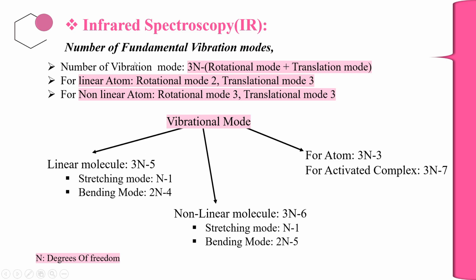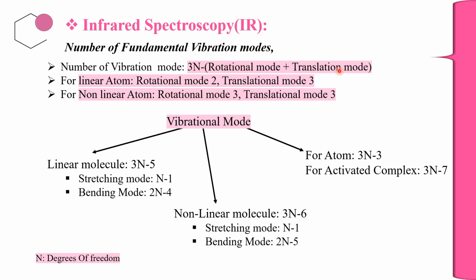The number of vibrational modes is 3n minus rotational modes plus translational modes. Now this 3n is called the degrees of freedom of any molecule, whereas n suggests the number of atoms present in that molecule. For example, if it is a monoatomic molecule, then the n value is 1. If it is a diatomic molecule, the n value is 2. If it is triatomic, then the n value is 3, and so on.